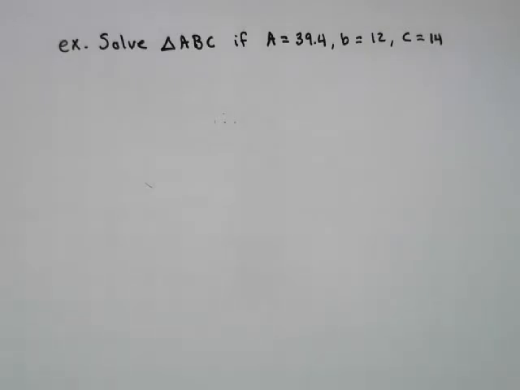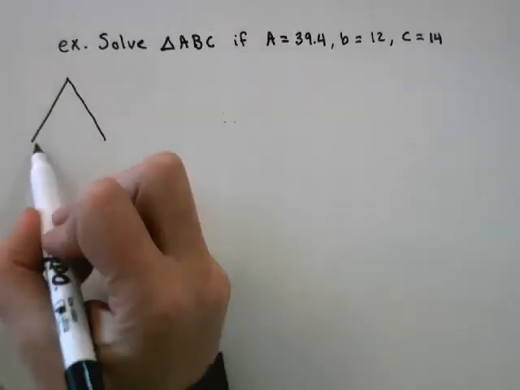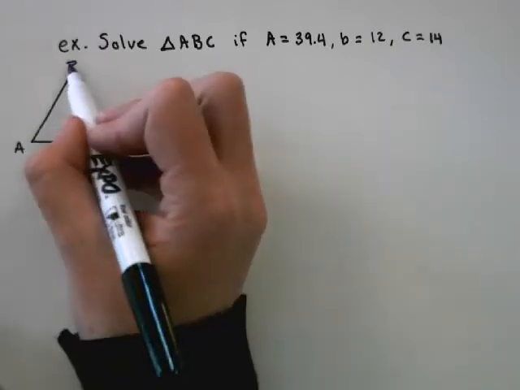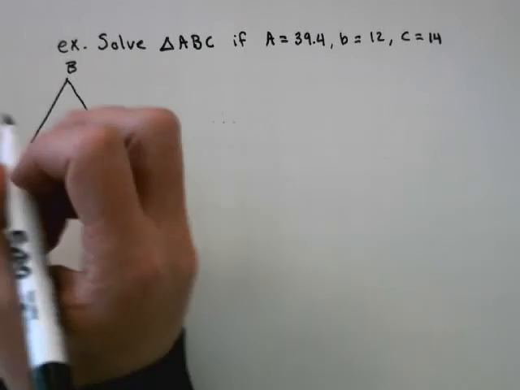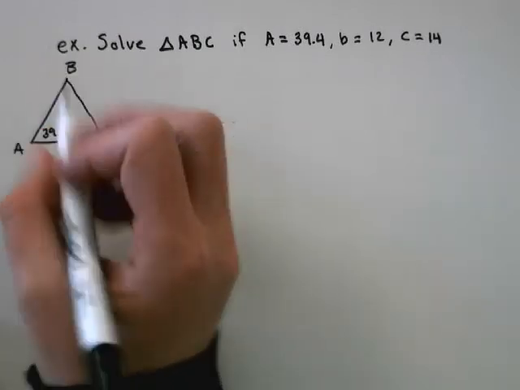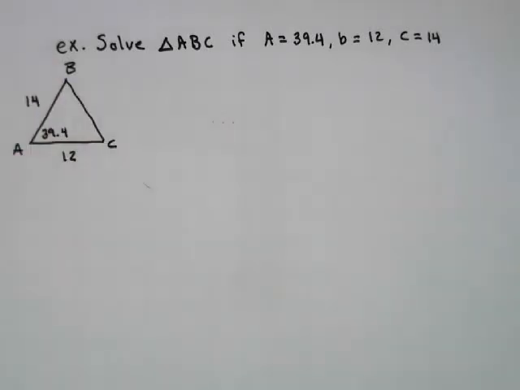So let's do an example. We're going to solve triangle ABC if angle A is 39.4, side B is 12, and side C is 14. So we're going to draw a triangle just to organize ourselves. I'm going to label it ABC. So A is given to us, 39.4, side B is 12, and side C is 14. So this is side angle side.